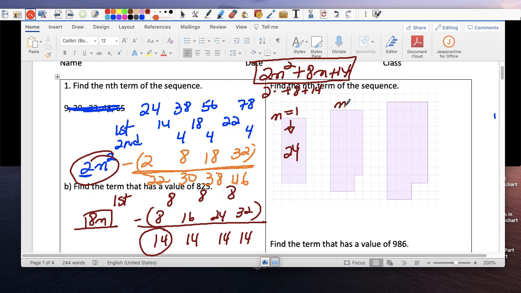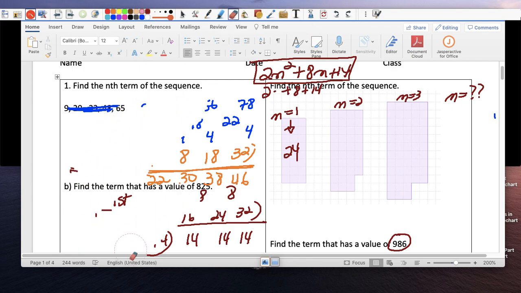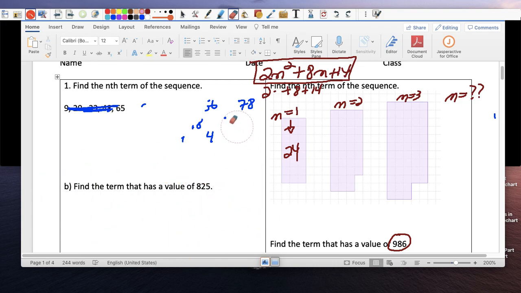You can plug in when n equals 2, does it give you that? When n equals 3, does that give you the number of squares? I'm going to say that it does. Now, when n equals what number does it give you 986 squares? And that's what you had to figure out for part 2. Again, guess and check, but you can use your estimating skills.